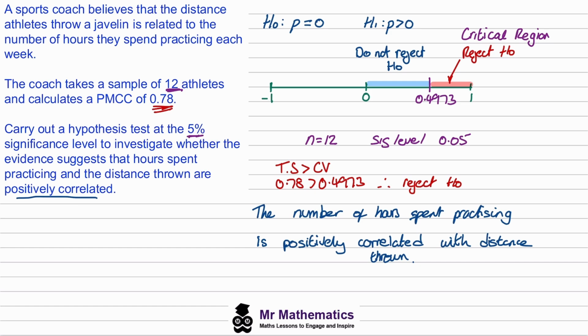So we need to find the critical value that separates the do not reject region from the critical region, and then we can compare whether we are closer to the null hypothesis or the alternate hypothesis. So let's try another example.